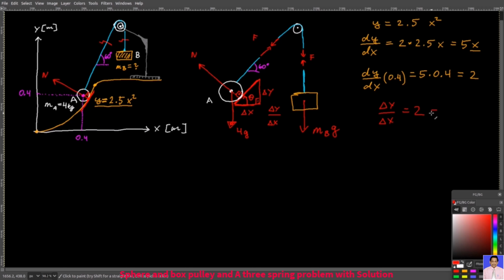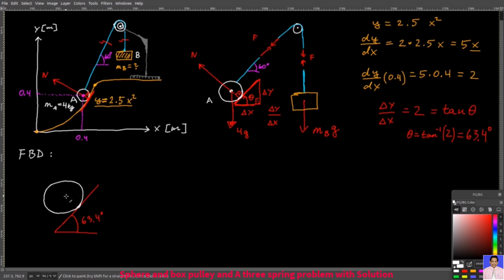But that also equals tangent theta, because that's what tangent theta is. It's delta y over delta x. And so that means that theta equals inverse tangent of 2, which is 63.4 degrees. And now that we have this angle, we can construct a free body diagram for this sphere. So this is the sphere. And now, of course, in reality, the force of gravity is in this direction.